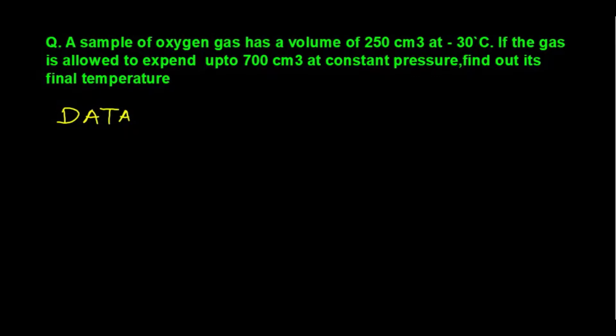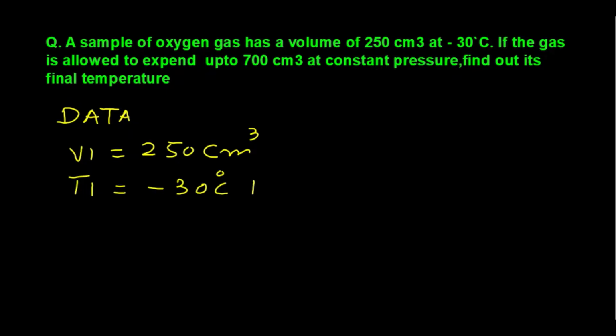V1 which is given, V1 is equal to 250 cubic centimeter, and T1, that is initial temperature, is minus 30 degree centigrade. To convert into Kelvin, we will add 273. Minus 30 plus 273 is equal to 243 Kelvin.